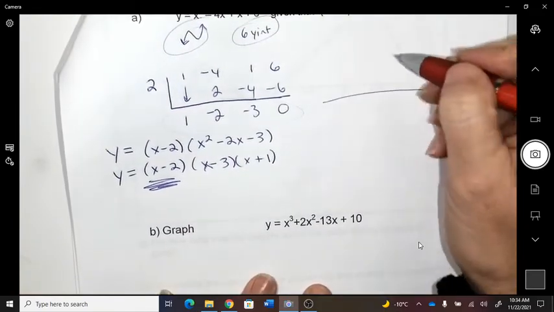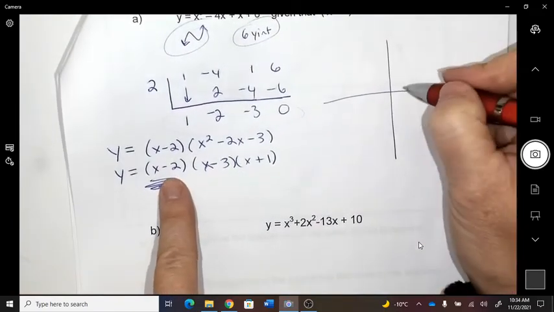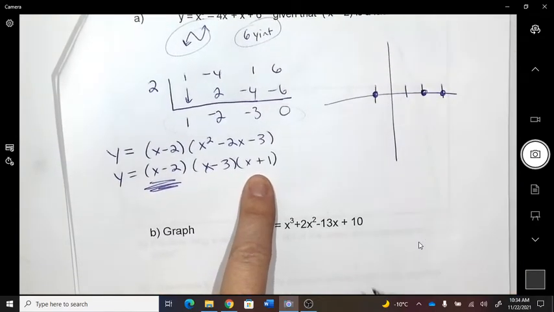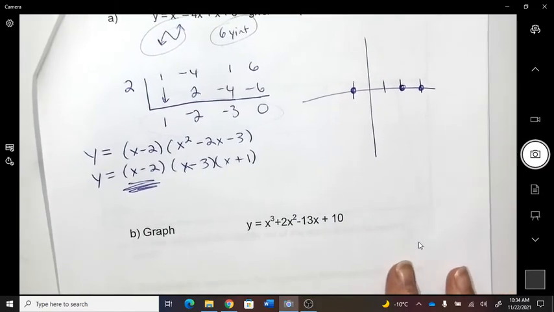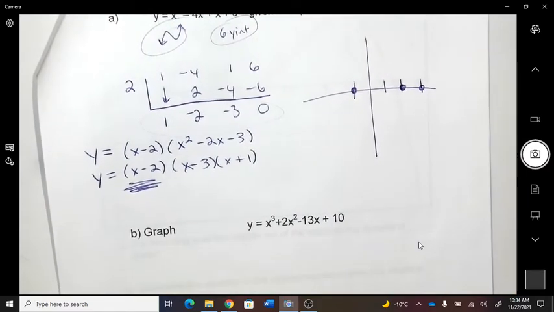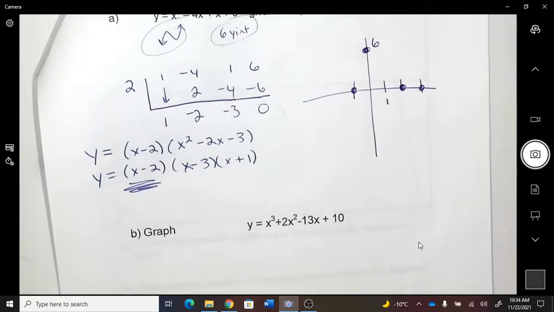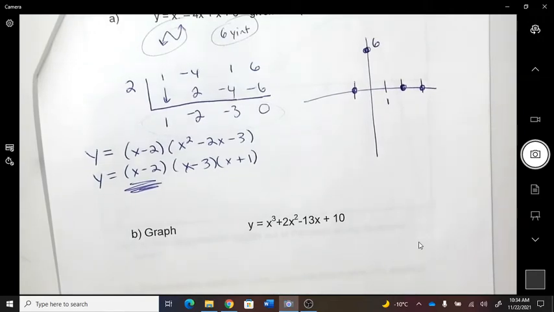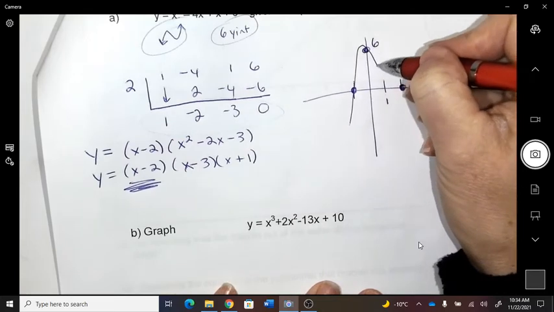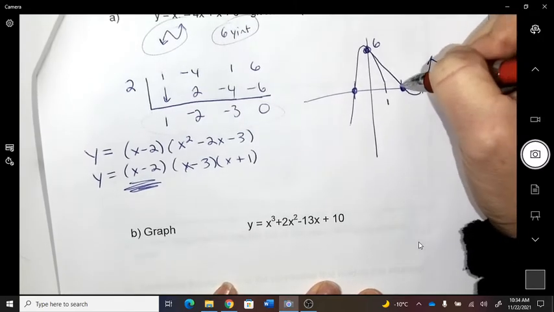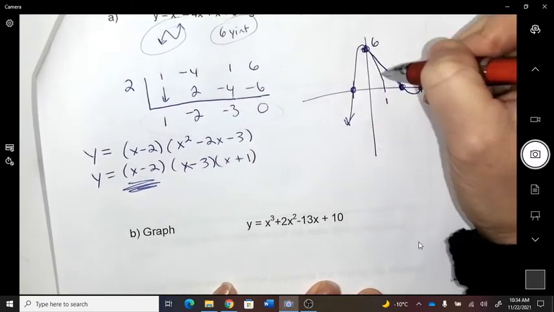Okay, so x-intercept at 2, at 3, at -1. Those are my x-intercepts. We decided at the start that the y-intercept was 6. We have no bounces, and we knew our shape was like an N. So you're crossing through all of those like an N. Whoops. I did a very bad graph, so don't look too closely at mine.